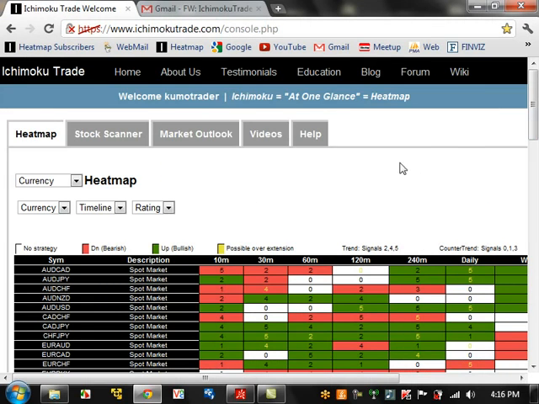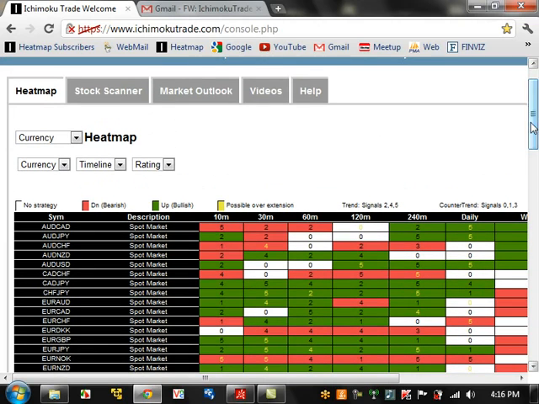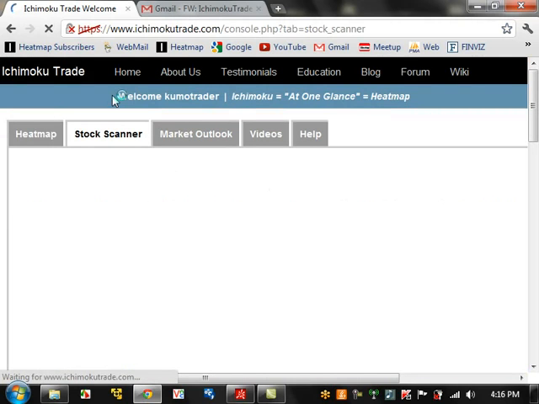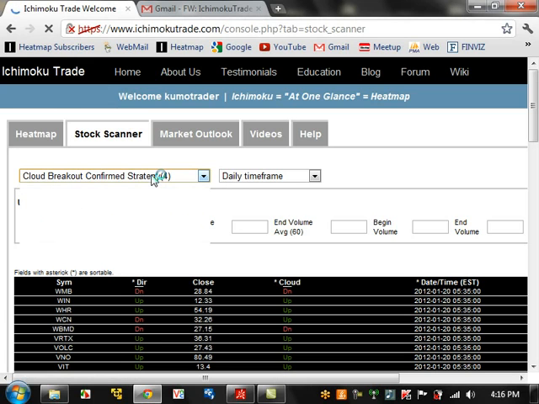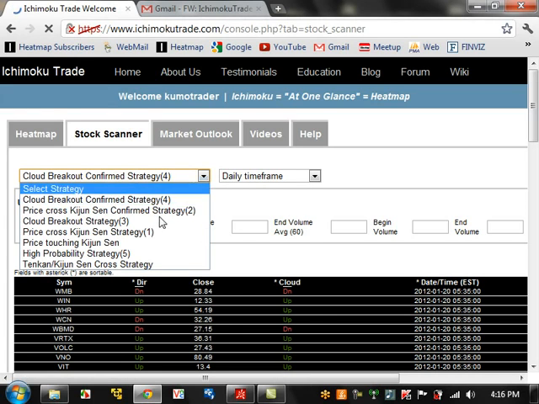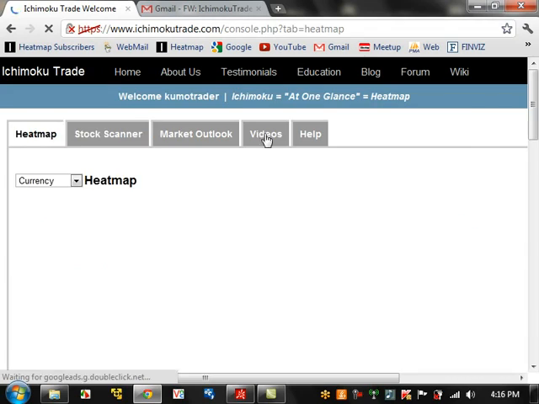Okay. Now we got a couple more things to go, so bear with us. The next thing we want to go for is a stock scanner here. If you click on the stock scanner, it's pretty self-explanatory. It will find you, based on the strategies out there, 2, 4, and 5, and you could choose the time frame too. You could choose the beginning price, end price, beginning volume, and it will show all the opportunities waiting for you there. Okay, so that's pretty self-explanatory, so I don't need to explain that.